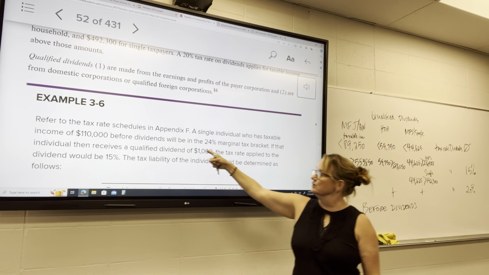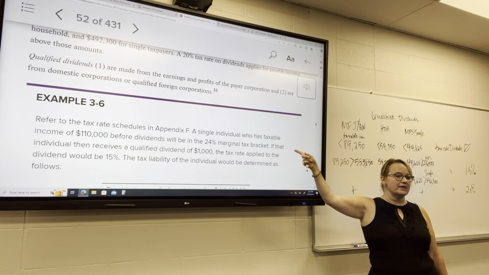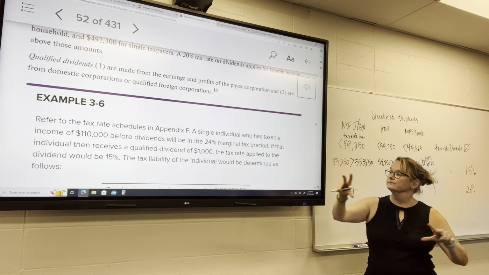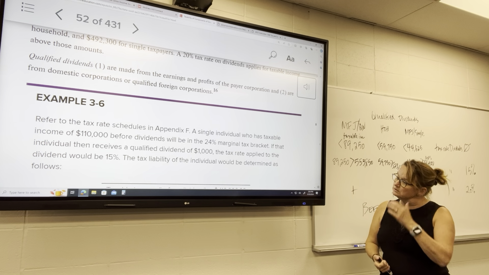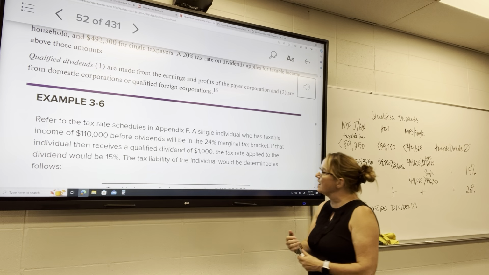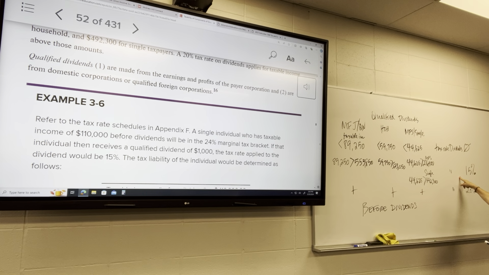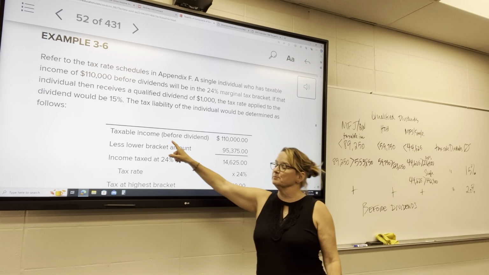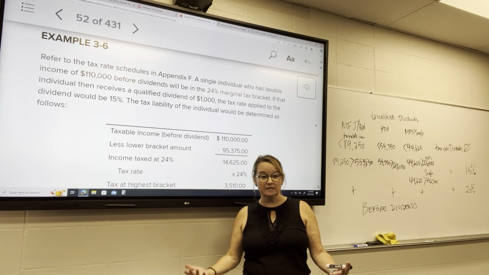If it's a single individual, their ordinary income, we call this ordinary income, by the way. All of the income that is taxed at those bracketed rates that we talked about, that's called ordinary income. That's going to be at the 24% marginal tax bracket. Then that individual receives a qualified dividend of $1,000, and the tax rate applied to that dividend would be 15%. Most people, it's going to be 15%. Most folks. Not all, but most. This is how it's determined. So you take the taxable income before the dividend, subtract out that dividend amount, and then calculate the tax liability.